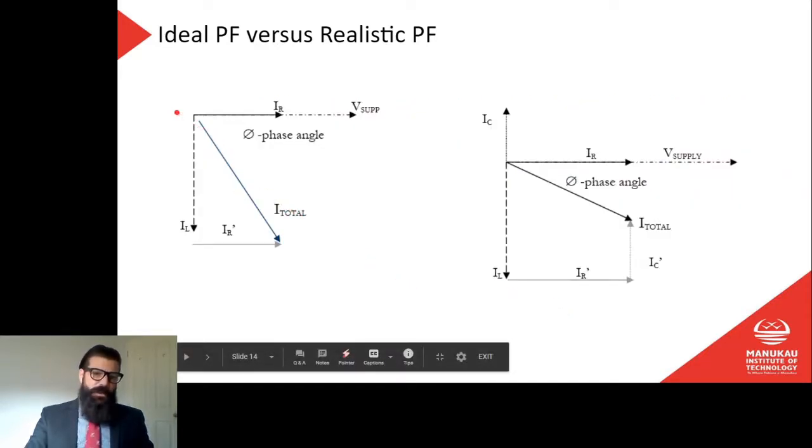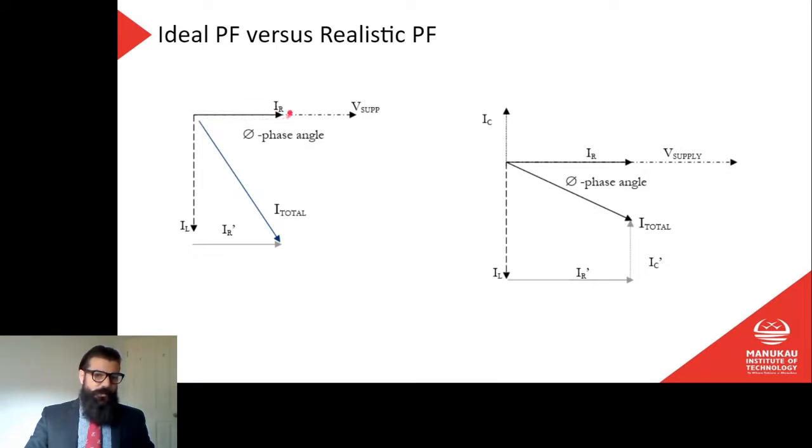Here we go. So here is my current for my resistive current, and here is my lagging inductive current. And you can see that the resultant of that is this bad power factor, large current. We can see that line there, that's my supply current, is a lot bigger than the current that I'm actually utilizing here on the resistor.